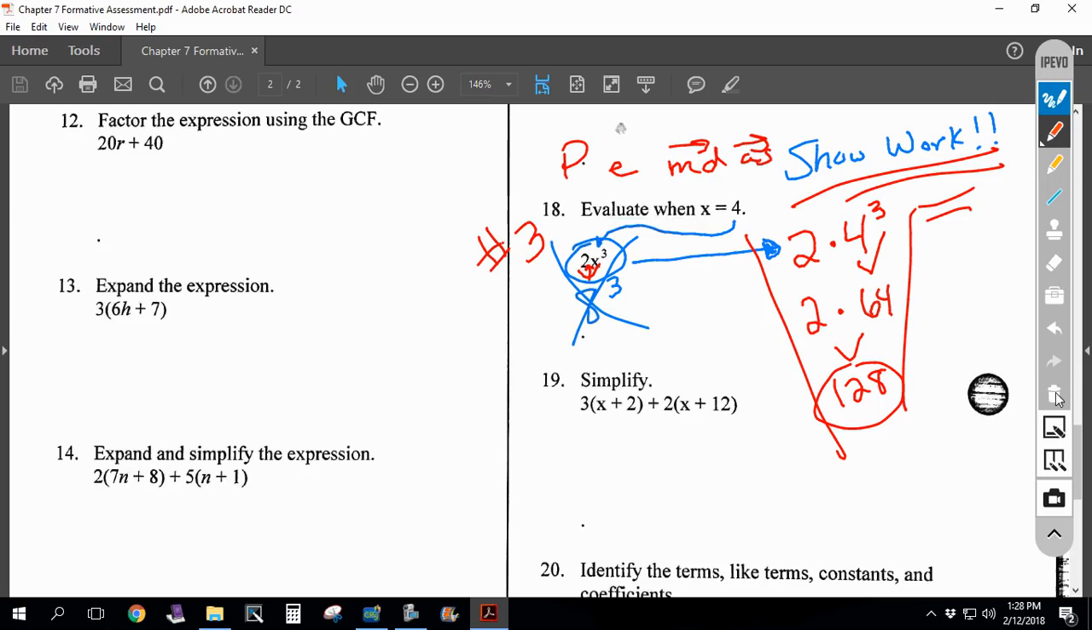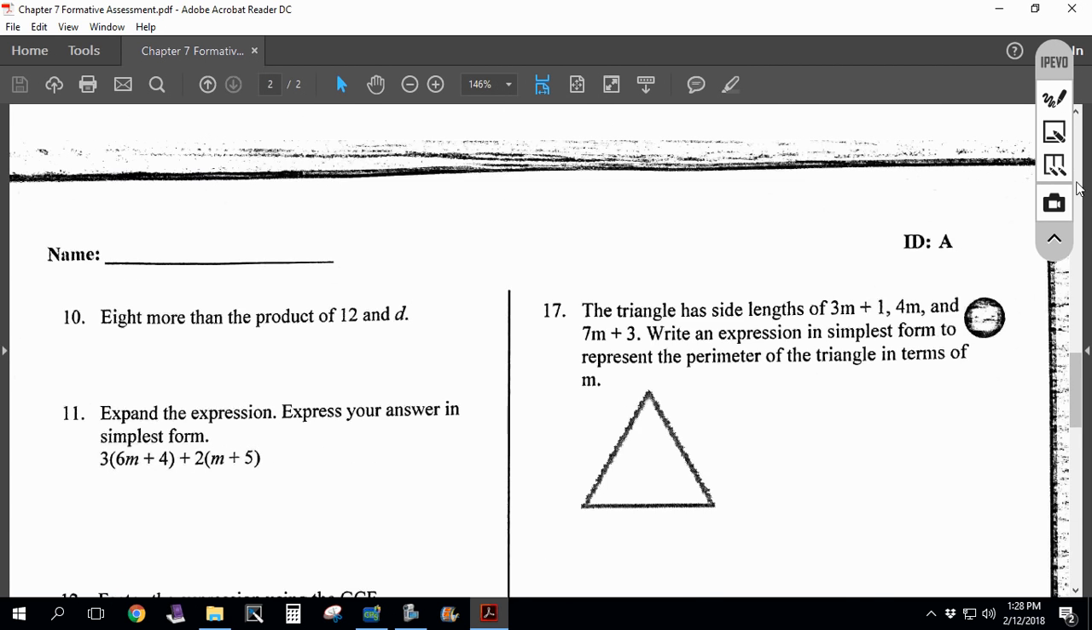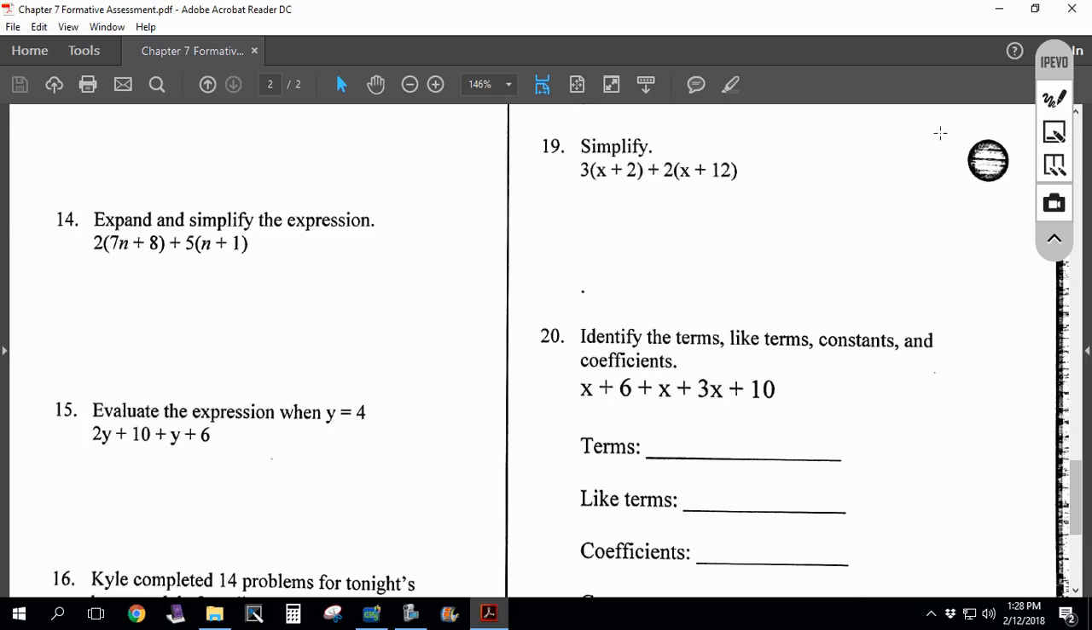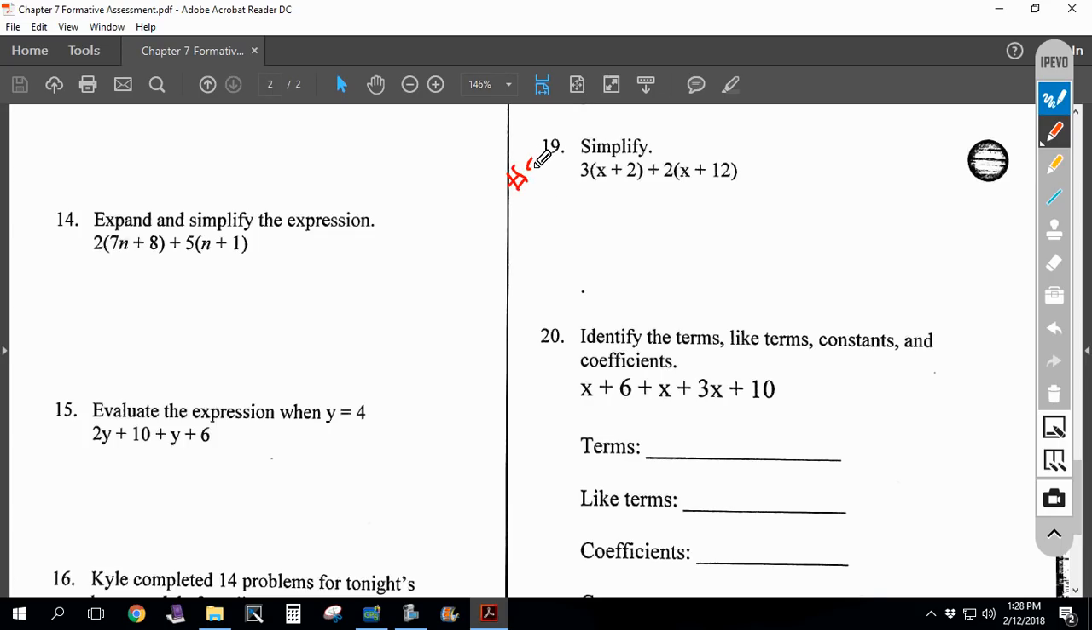Okay. Now we'll go on to number 19, which is going to be one of those, just like the ones before. It is learning target number 5 and 6. So the first thing you're going to do is distribute these, just like usual. 3 times x is 3x, plus 6, plus 2 times x would be 2x, plus 2 times 12 would be 24. When you do that, now we're once again ready to combine like terms.